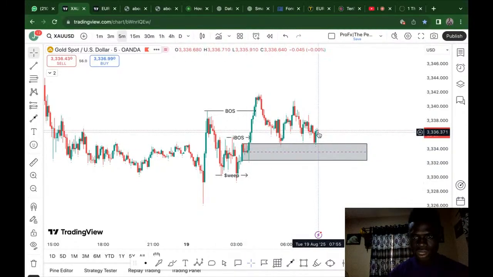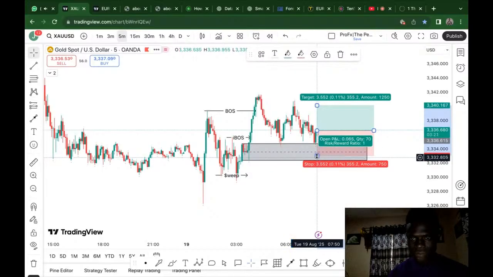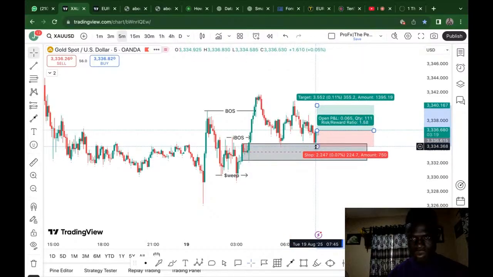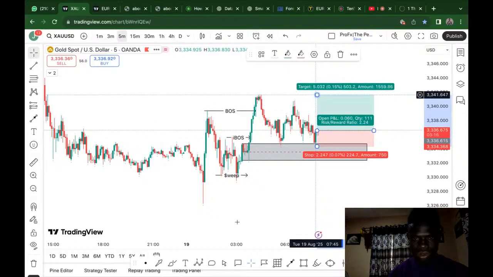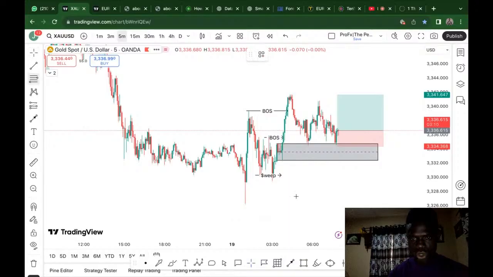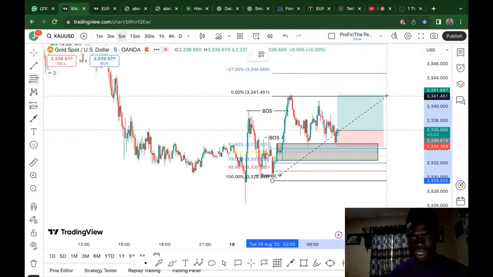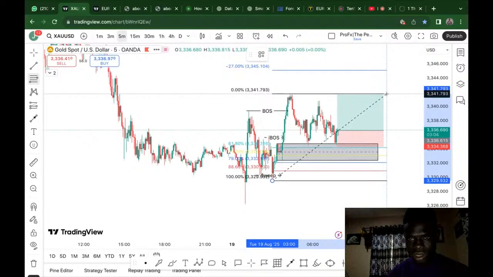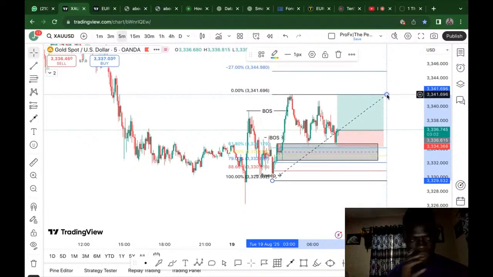So this is our first buy position re-entry. If this does not work, then we expect price to use the Fibonacci 61.8. Okay, let me get in my buy position. I'm also buying gold. Gold, where are you?